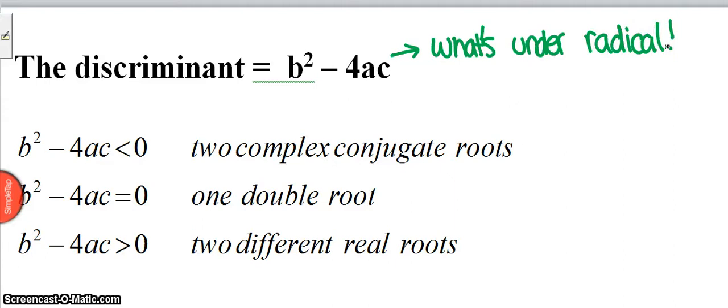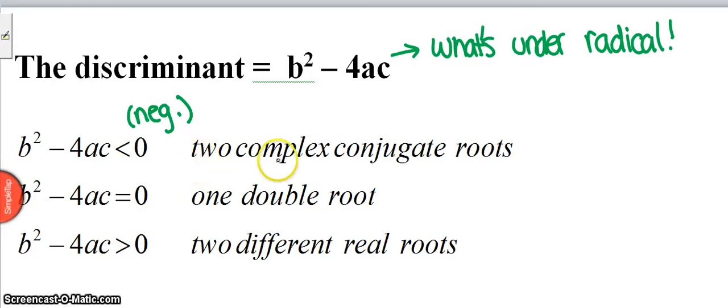Now, thinking back to our problems, please write down these rules. But if your discriminant, or what's under the radical, you take your b and square it and subtract 4ac, and that's less than 0, or it's negative. Okay, so if you take the square root of a negative, then you're going to have imaginary solutions, and you're going to have two of them.